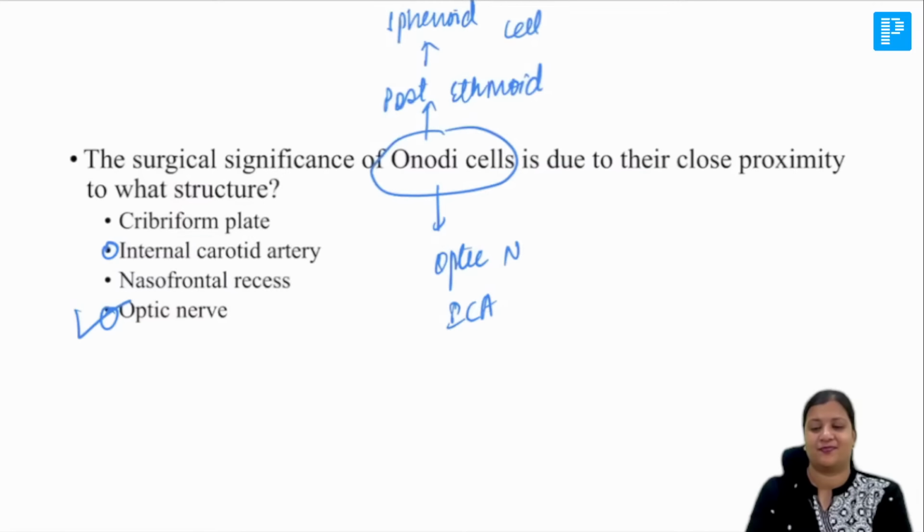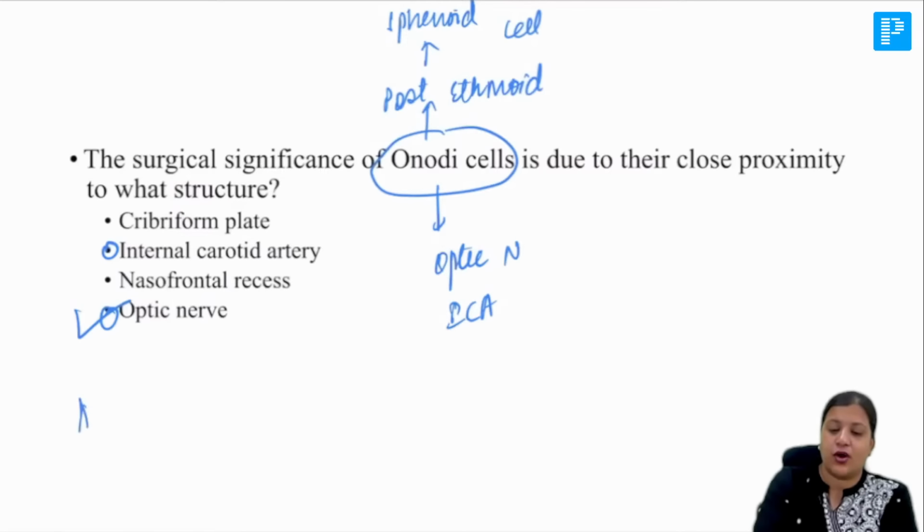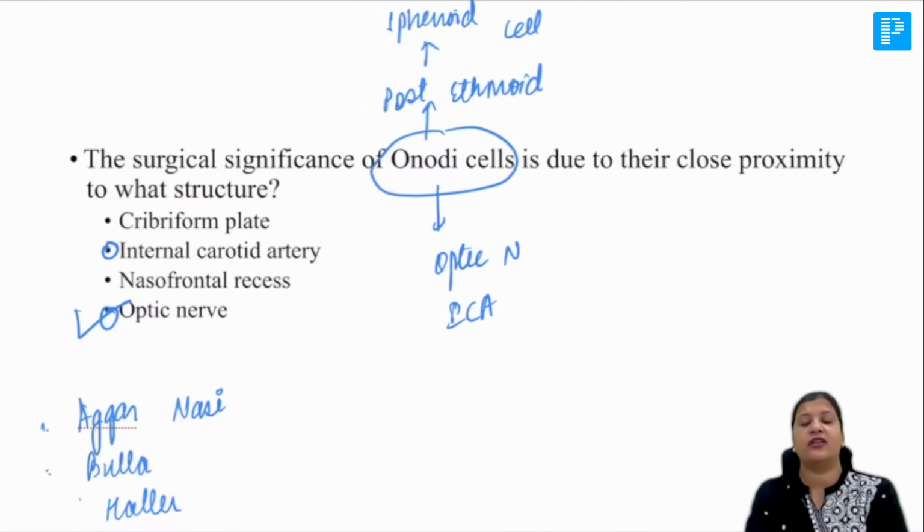Got it? Yes. If I ask you what is agger nasi, can you all go on typing in the chat box? What is agger nasi? What is bulla ethmoidalis? And what is a Haller cell? These are all the named air cells that we have.